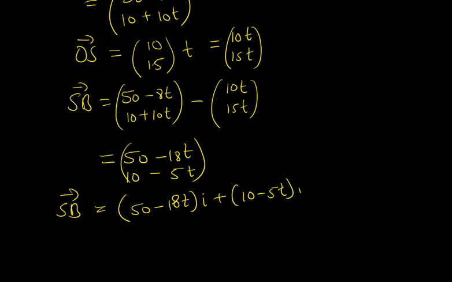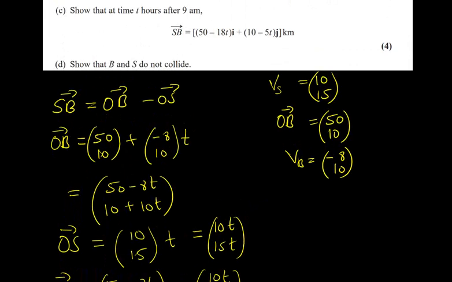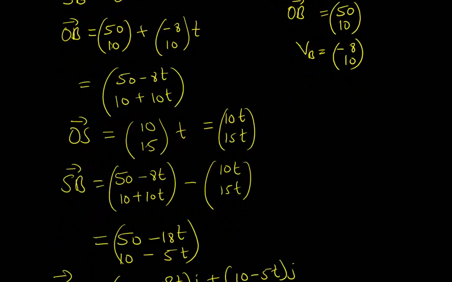So that's what you are supposed to show. So you can just say hence shown, like that. Yes, that was enough to give you 4 marks. Now in part B, you're supposed to show that B and S do not collide.